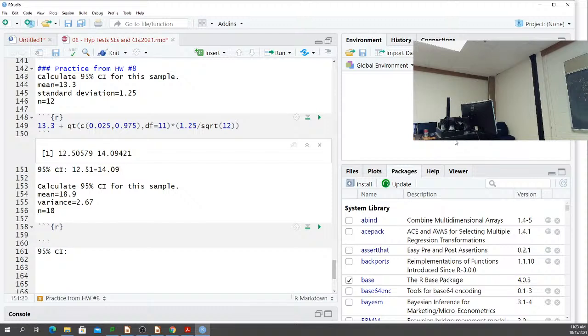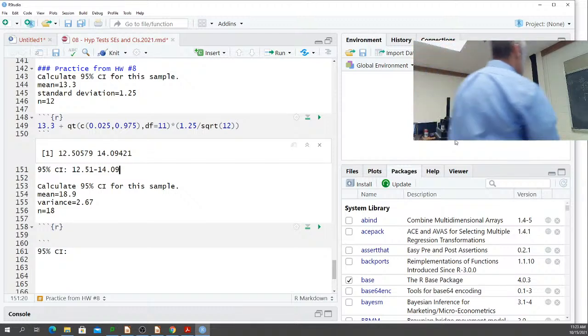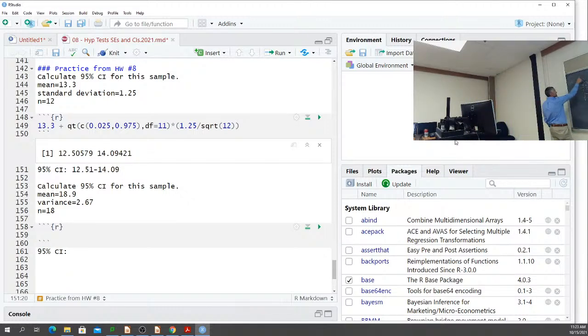Oh, because you did square root of 1.25 over 12. That 1.25 is S. 1.25 is standard deviation. That's S. So if you get standard deviation, you do that. If you get a variance, you can do that. Yeah, so your standard error is a little different.